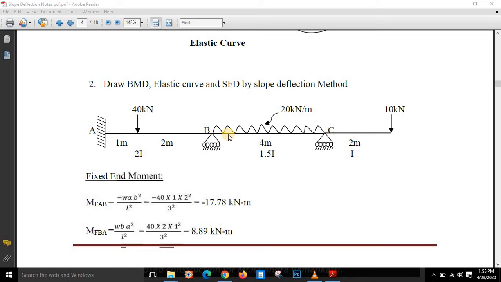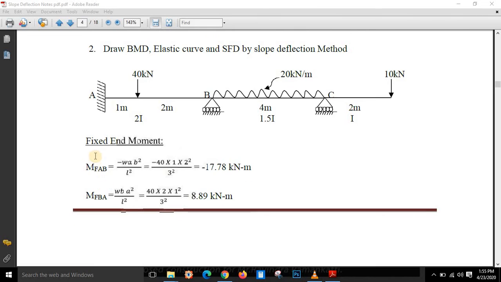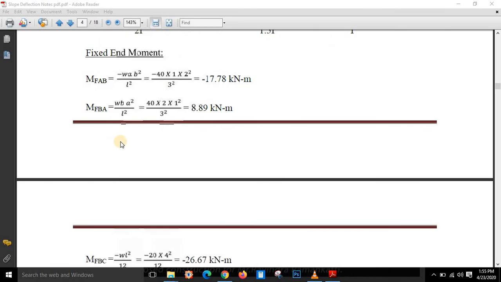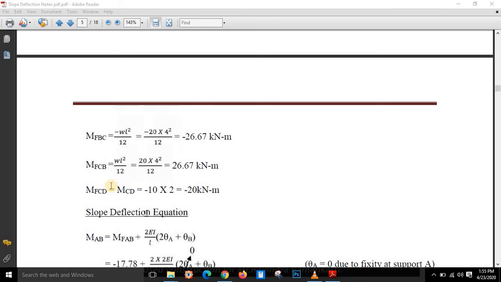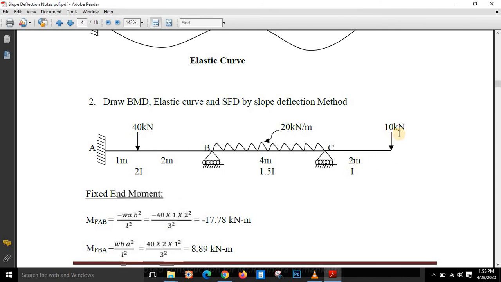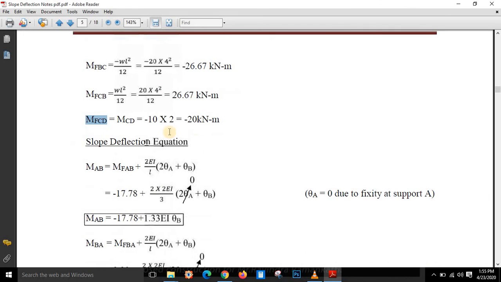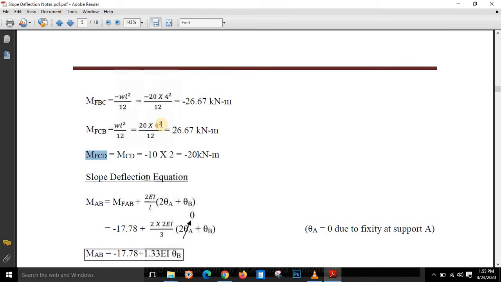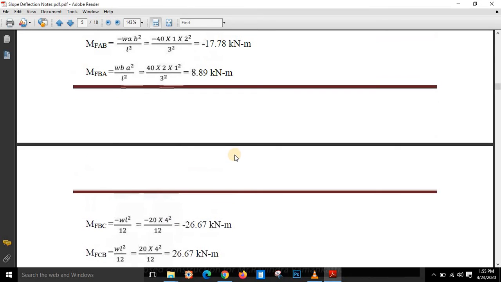So the procedure and other things will remain very much similar. First of all we need to calculate the fixed end moments, that is MFAB, MFBA. These are the standard formulas, and according to them we need to calculate. Next, after calculating the fixed end moments, remember to calculate the fixed end moment for an overhanging span. You can see 10 into 2, that is 20, and it is in anti-clockwise direction, so we are going to consider it as negative, as it is an overhanging beam.